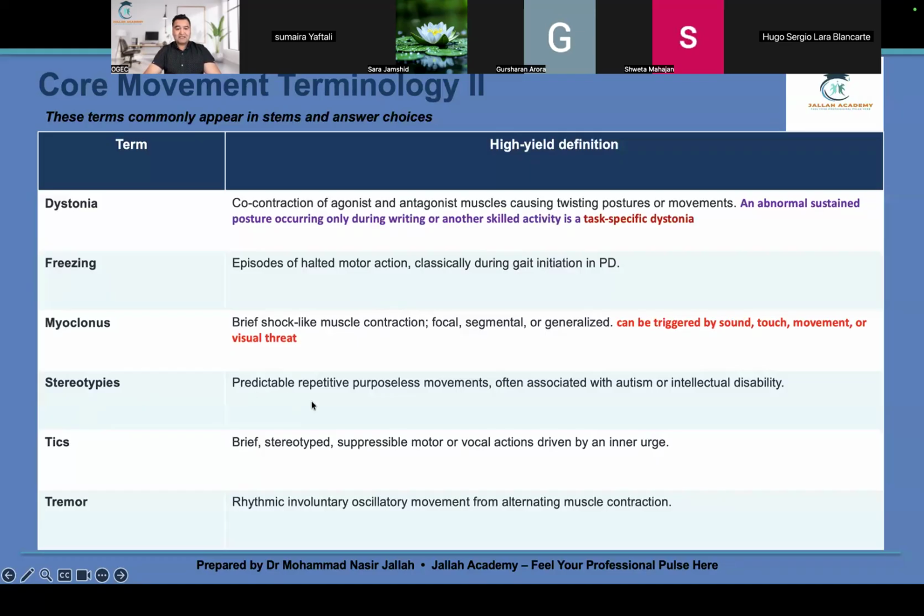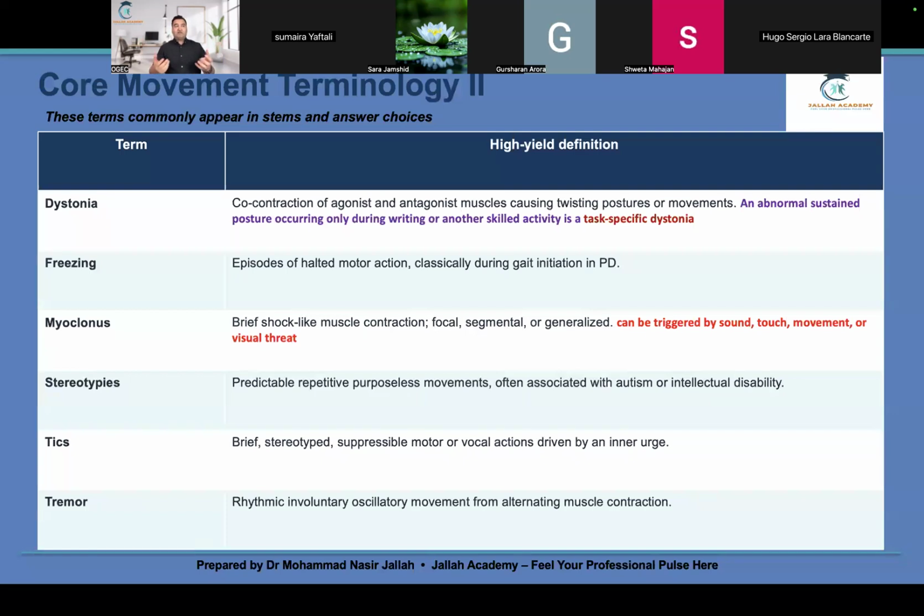Stereotypies, this is predictable, repetitive, purposeless movement, often associated with autism and intellectual disability. I don't know if you guys have seen people with autistic spectrum disorder. Some of them, they are watching, let's say, their phone, and suddenly they put their phone down and start running. It is purposeless running for no reason. They just start running, keep on running for maybe a few seconds to one or two minutes, and then they stop. This is an urge that they get. In order to get relief from that urge, they have to move and run, and they come back and sit.